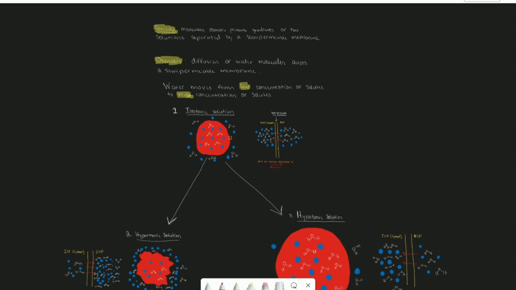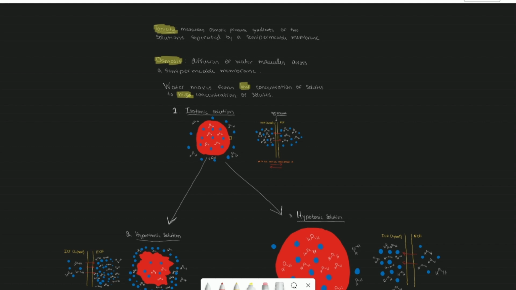So today I'm going to talk about tonicity. Tonicity is going to be measuring the osmotic pressure gradients of two solutions that are going to be separated by a semi-permeable membrane. So you could just think about a cell and then its cell membrane separating it from the extracellular fluid, or the outside of the cell.